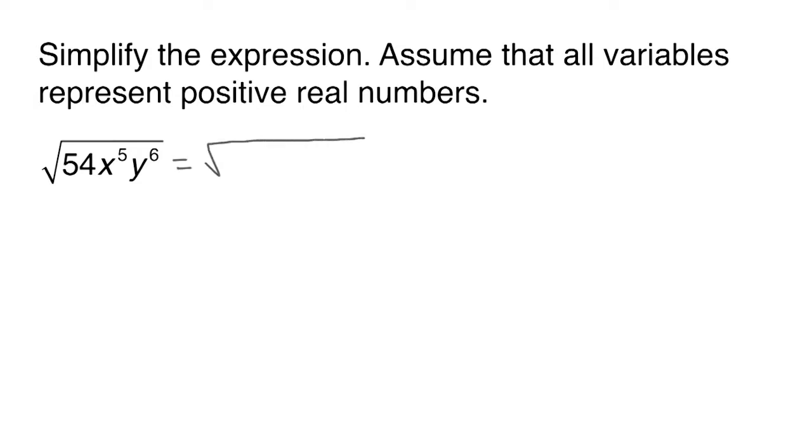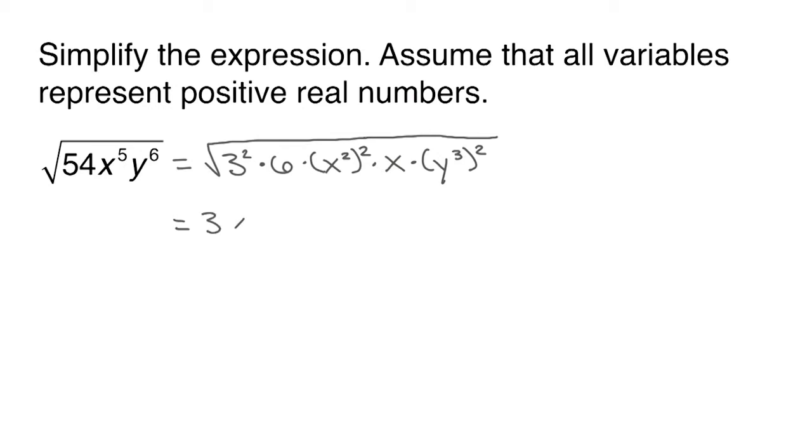We can rewrite 54 as the product of 9 and 6, which we can write as 3 squared times 6. We then have x to the 5th, which is equal to the square of x squared times x. And we have y to the 6th, which is y cubed all squared. Now we can evaluate the square root of the perfect squares.